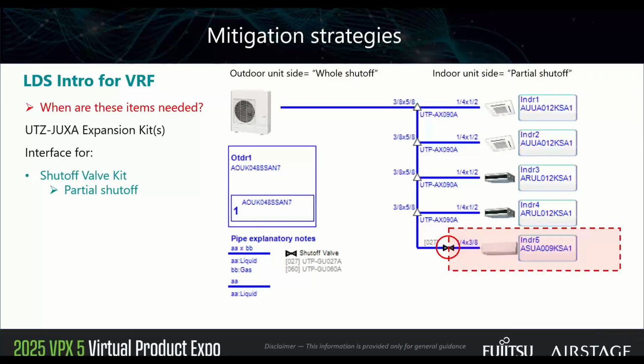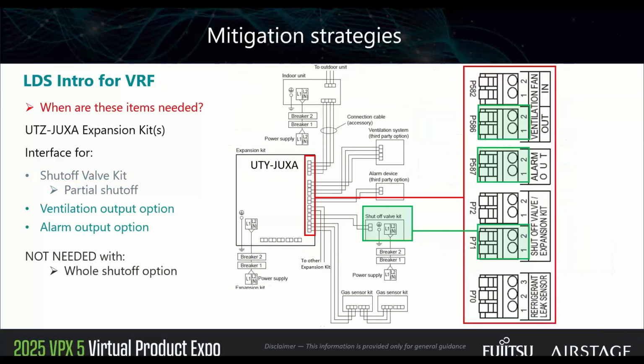For example, if we had indoor units 1 through 4, where the effective dispersal volume were sufficient, but only the smallest unit there was not, we could apply a single shutoff valve to only 1 unit and thus have the charge reduced significantly, as we will see. One of these items needed the expansion kit, as I mentioned: anytime you're using it in a partial shutoff, you will require the expansion kit.